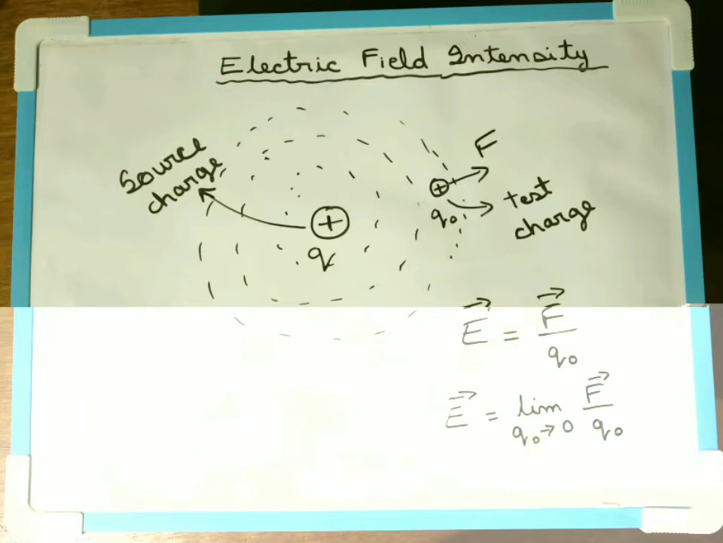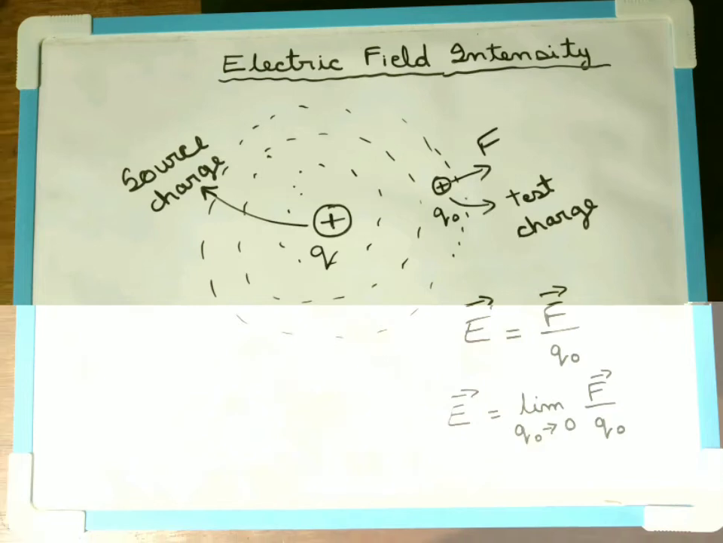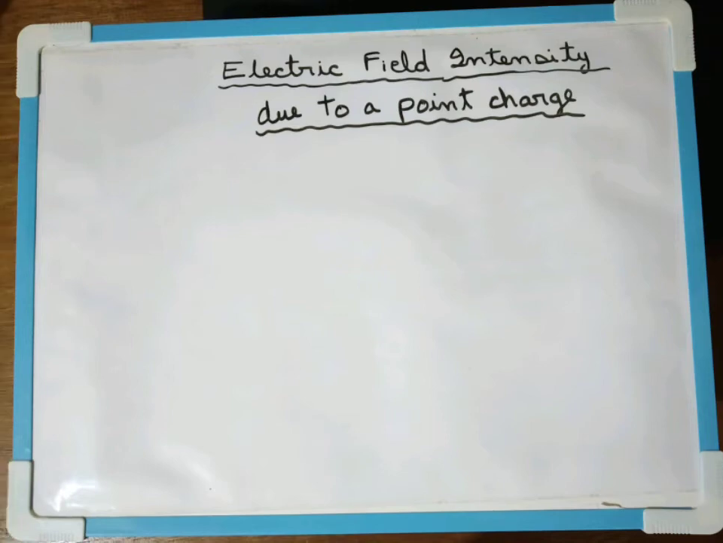And remember, this electric field is also a vector quantity. It's directed in the direction of the force experienced by the test charge. So now we know what an electric field is and how to define electric field intensity, or how to measure the strength of the electric field at any point.